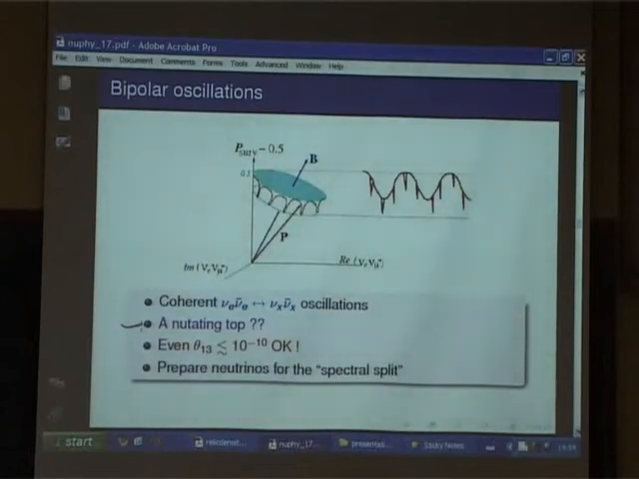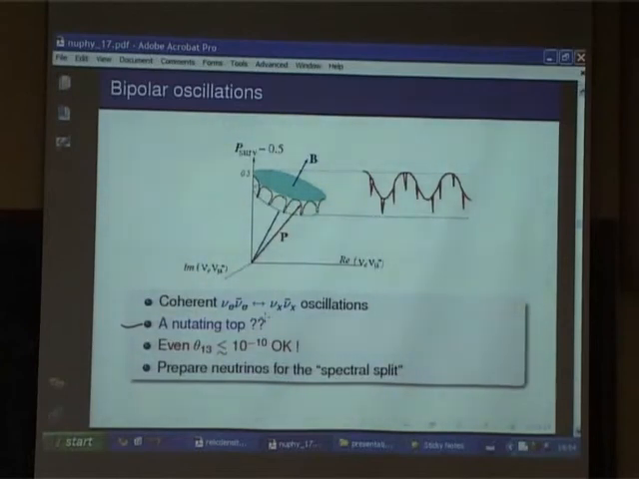Secondly, these are not simply oscillations of nu e going to nu mu. Whenever a nu e goes to nu mu, the nu e bar also has to go to nu mu bar. We saw earlier that in the differential equation you had nu e and you had nu e bar. So they are coupled. Nu e's cannot say that they don't care about nu e bar. So whenever a nu e goes to nu mu, a nu e bar has to go to nu mu bar. They are coherent, nu e and nu e bar.